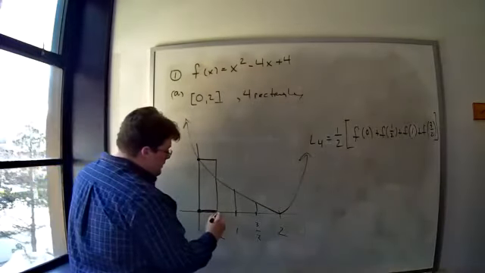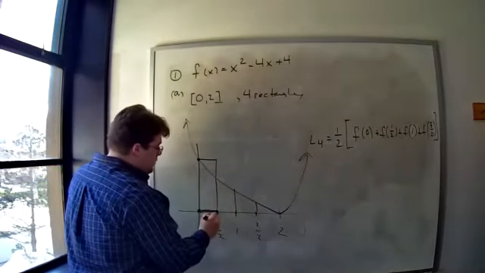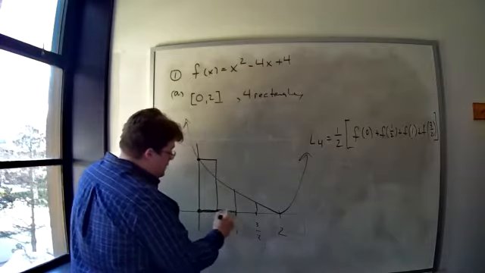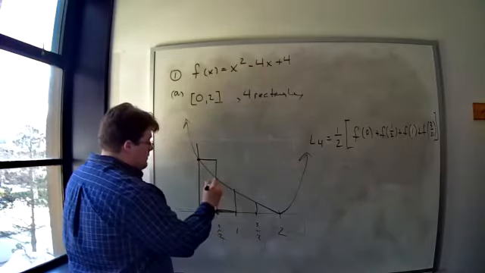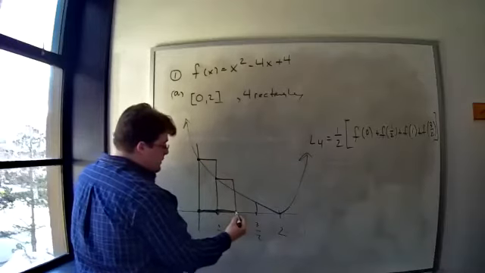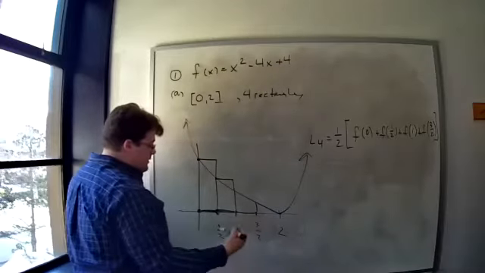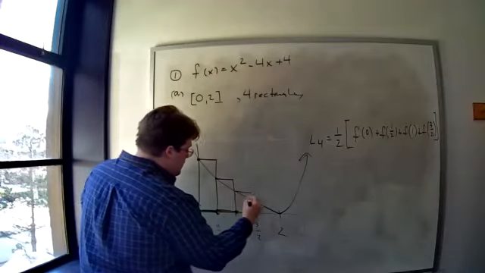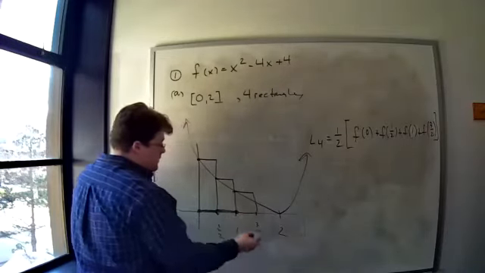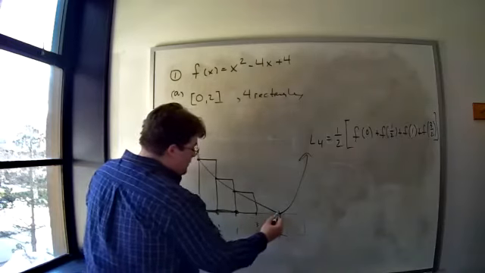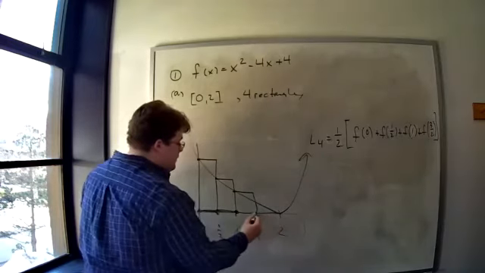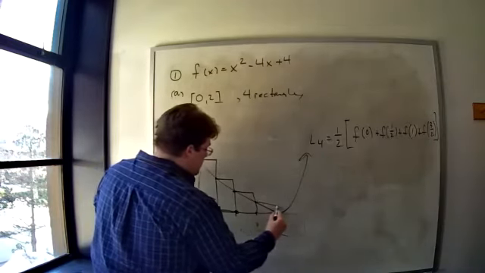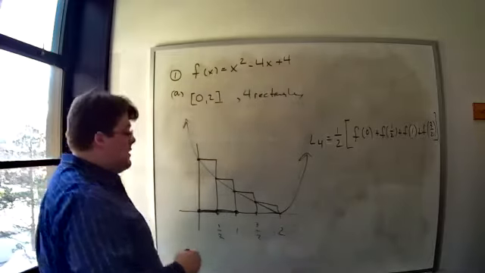And for this next piece, from 1/2 to 1, we use the left endpoint on this subinterval to form the next rectangle. For this one, from 1 to 3/2, we use the left endpoint and form that rectangle. And over here on the interval 3/2 to 2, we use the left endpoint to form the next rectangle.